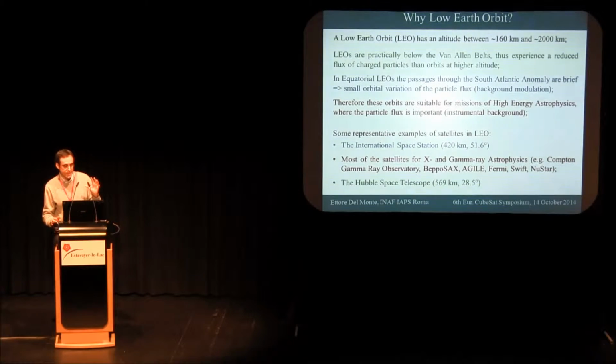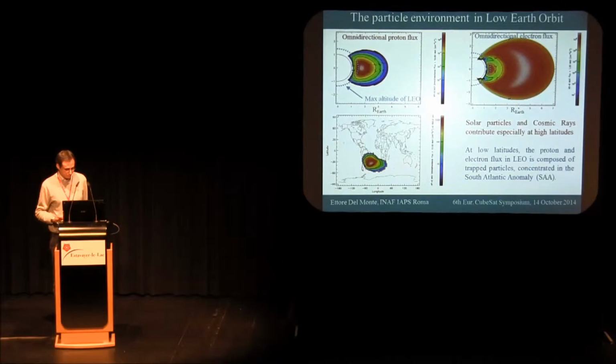Some representative examples of satellites in low Earth orbits are the International Space Station, or most of the satellites in gamma-ray astrophysics, just to name some: the Compton Gamma Ray Observatory, or the Italian and Netherlands BeppoSAX, or satellites for gamma rays like AGILE and Fermi, or for X-rays like Swift and NuSTAR. Another example is, of course, the Hubble Space Telescope.